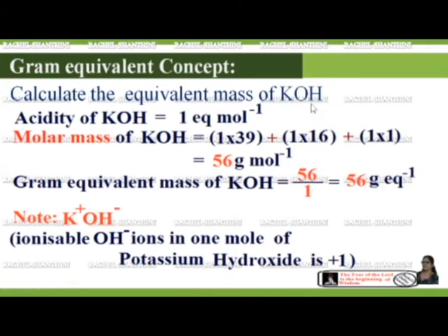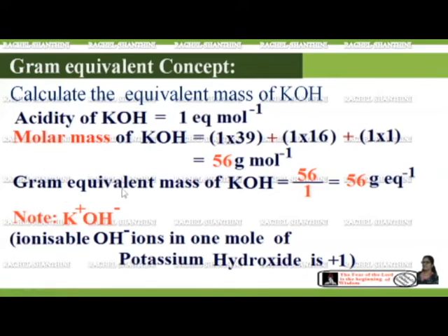Now, let us understand this concept with an example. Let us take potassium hydroxide as an example and calculate the equivalent mass of potassium hydroxide. If you see the formula of potassium hydroxide, you could see 1 K plus ion and 1 OH minus ion. The ionizable OH minus ion in 1 mole of potassium hydroxide is 1. The acidity of KOH is equal to 1, which is the N factor.